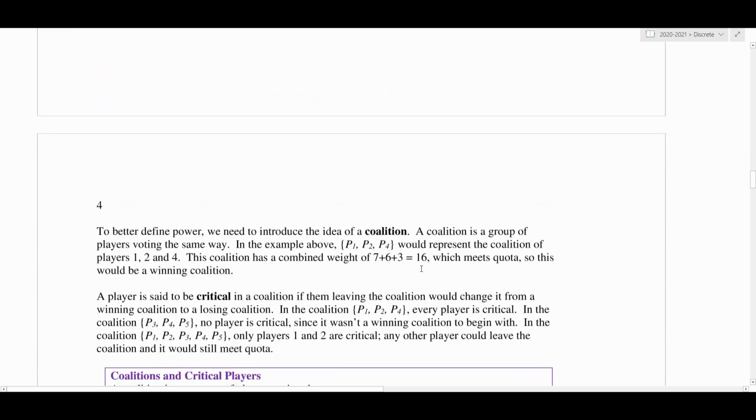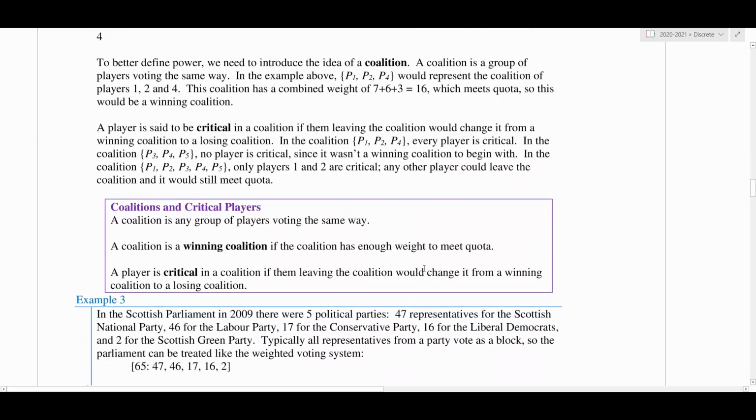Let's go to the next idea here, and that is, you've heard me use this word a couple of times, and I wish they would introduce us a little earlier in the book, but they talk about this idea of a coalition. All right, and the definition of a coalition is right down here. A coalition is any group of players that decide to vote the same way.